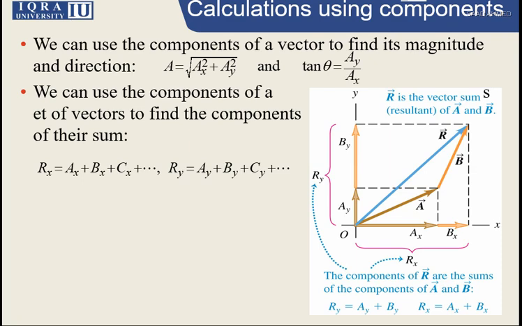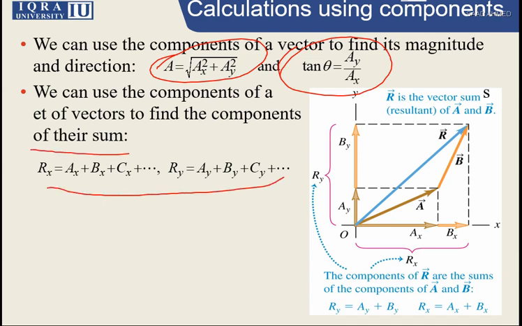Calculation using components. We can use the components of a vector to find its magnitude and direction using this formula: A equals the square root of Ax squared plus Ay squared, and tan theta equals Ay upon Ax. When we use the components of vectors to find the components of their sum, we use this: Rx equals Ax plus Bx plus Cx and so on, and Ry equals Ay plus By plus Cy and so on. Let's look at this example.